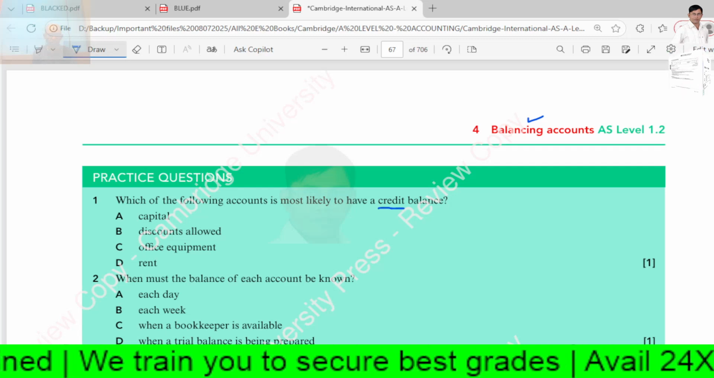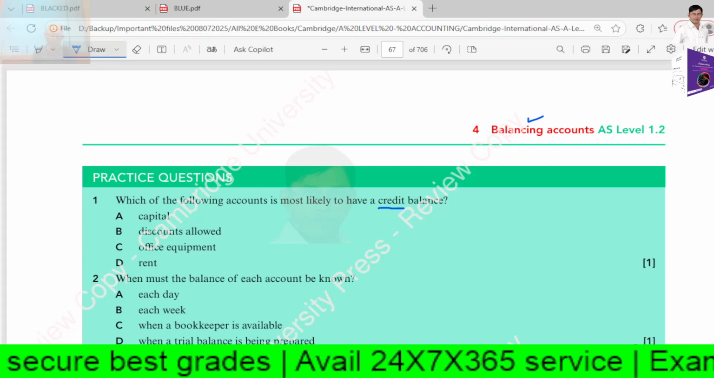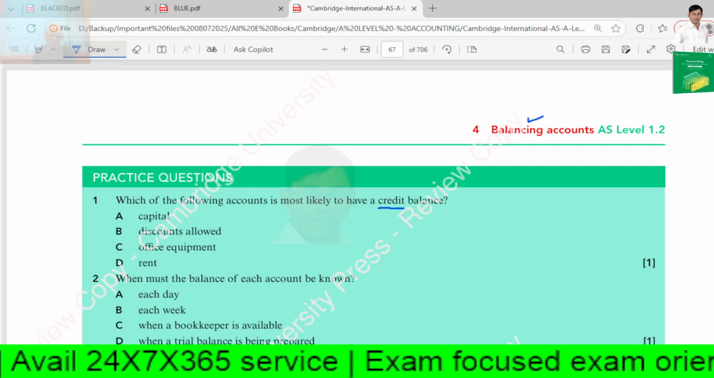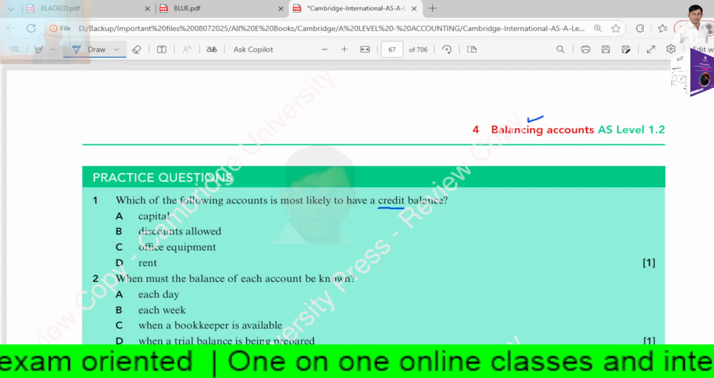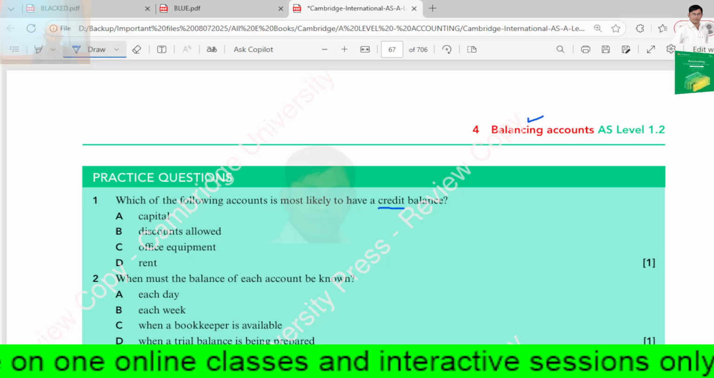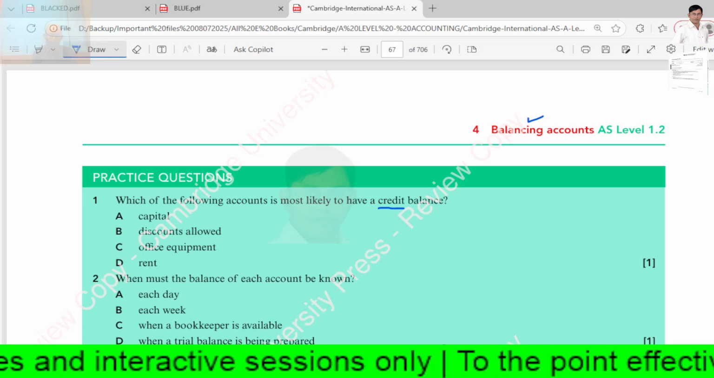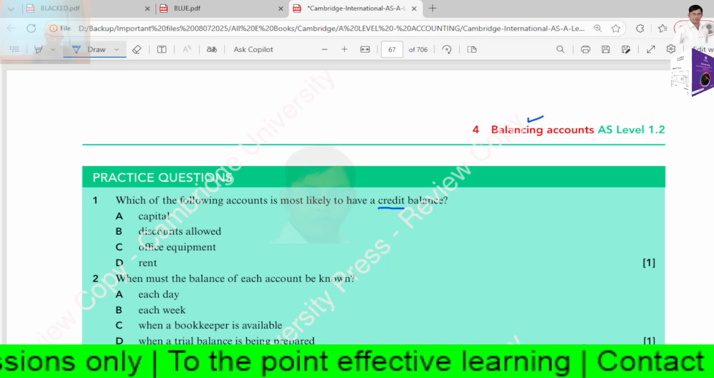A capital account will have a credit balance. Obviously, it is capital. Discount allowed is always a debit balance because it is an expense. Office equipment is an asset, so it is always a debit balance. Rent is also an expense.